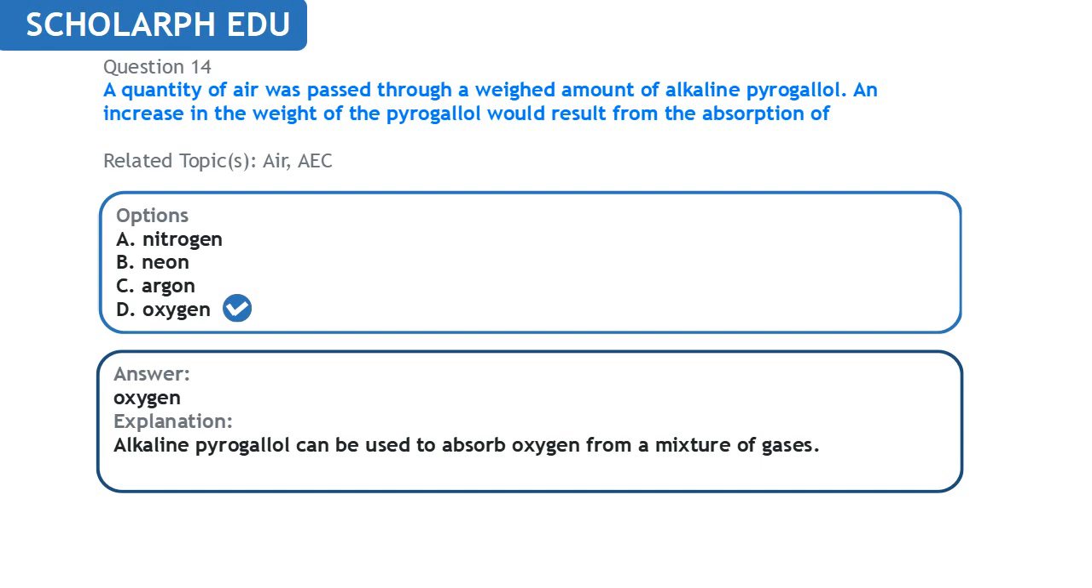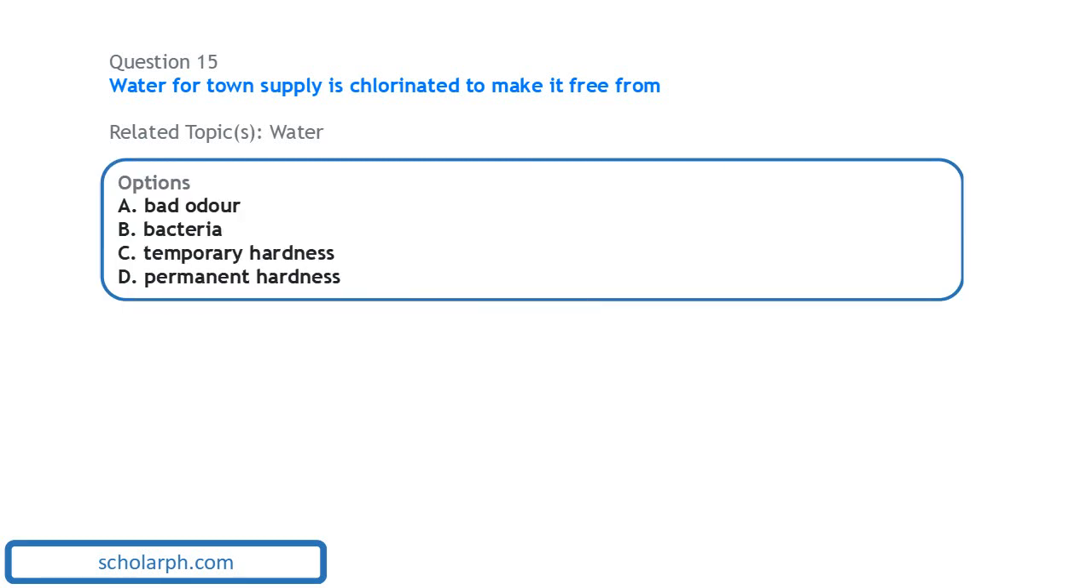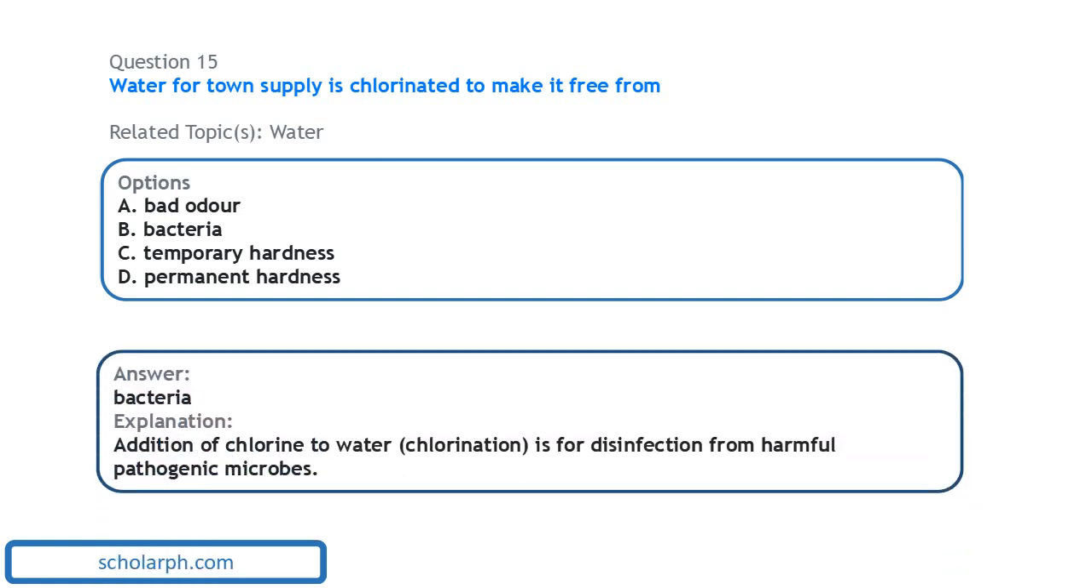Water for town supply is chlorinated to make it free from... So chlorination is one of the processes involved in the supply of water to towns or homes for domestic use, and that is the addition of chlorine to the water for disinfection, to make it free from bacteria and other harmful microbes.